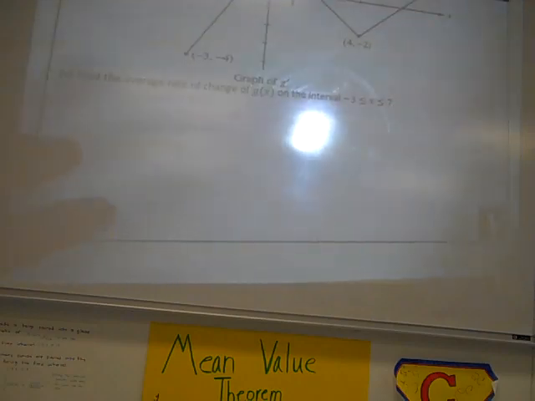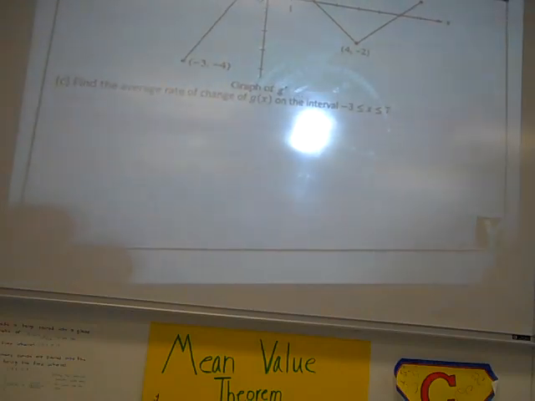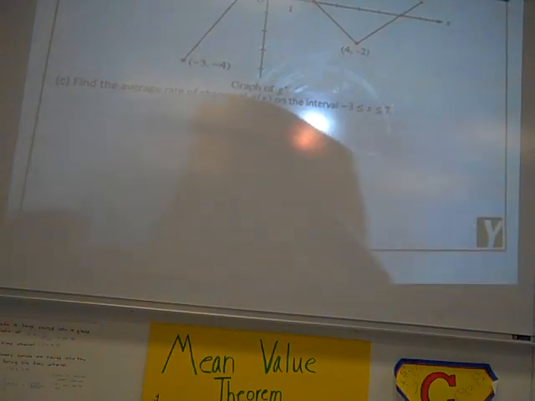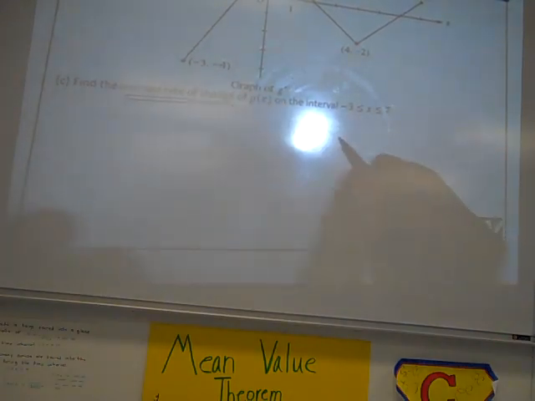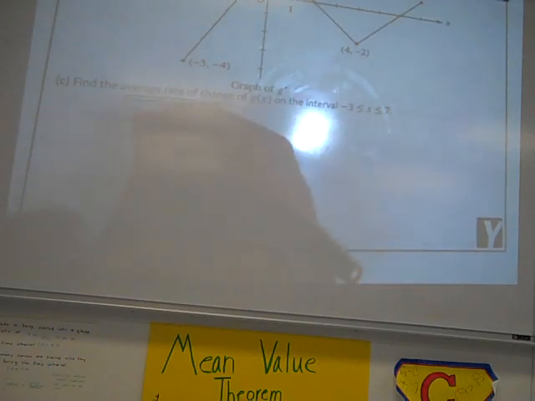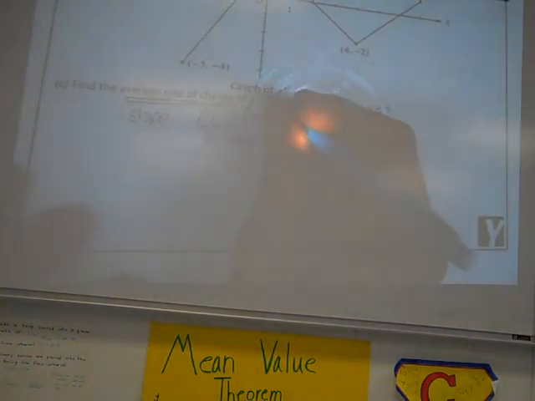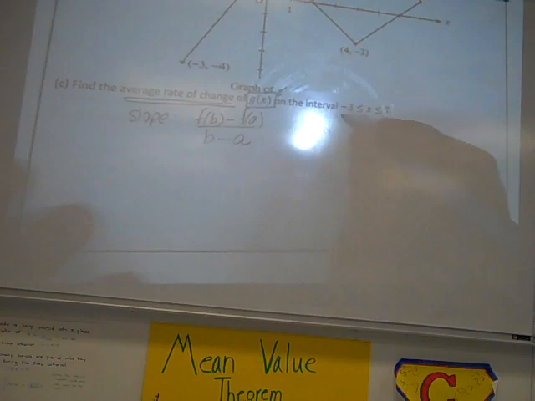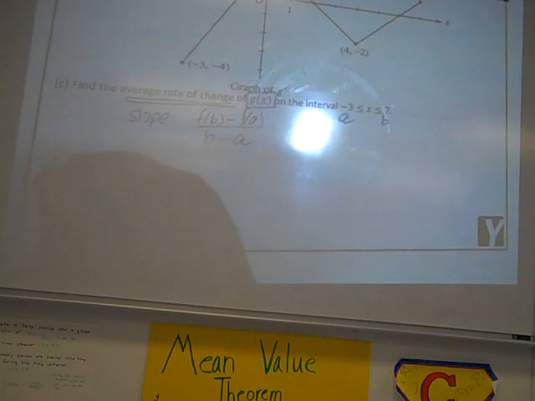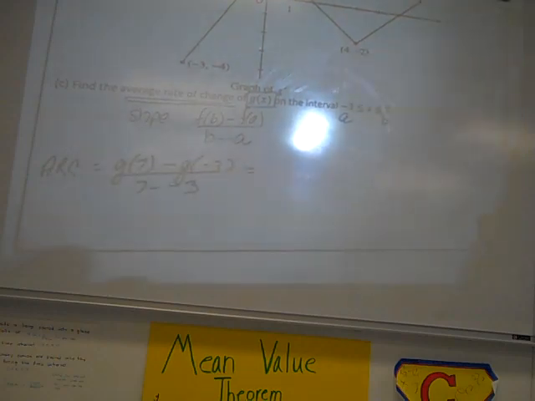All right, part C. Find the average rate of change of g on the interval negative 3 to 7. Average rate of change. I know that by another name. Average rate of change is the slope. The way we found slope, change in y over the change in x. For this problem, I want the average rate of change of g, my function, over the interval -3 to 7. A is -3, B is 7, so the average rate of change will be g of 7 minus g of -3 over 7 minus -3.